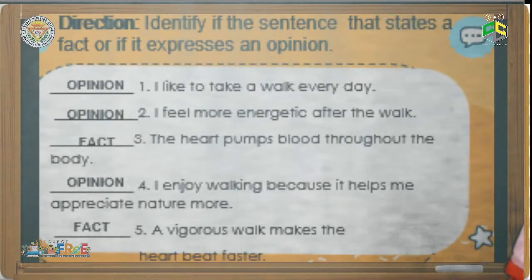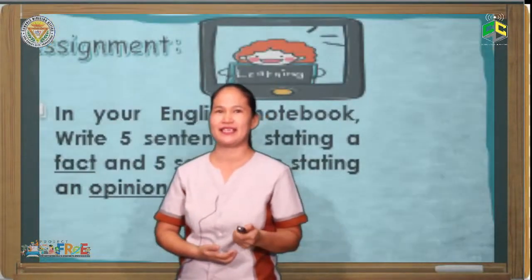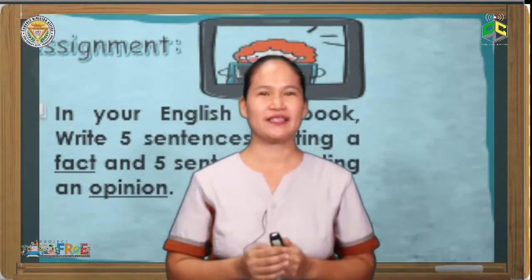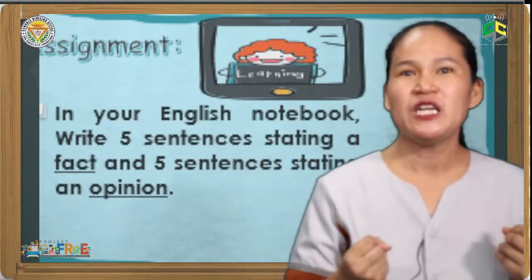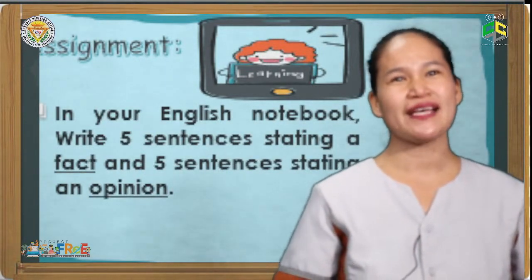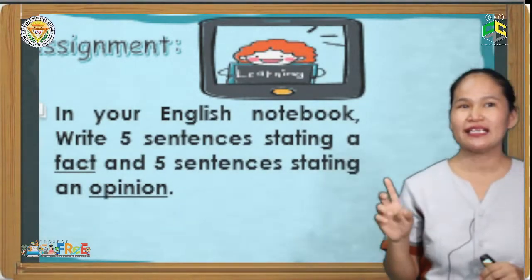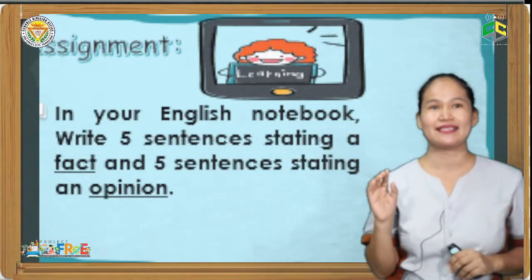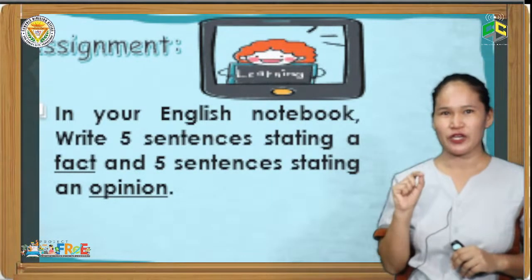Okay, I hope that you got a high score for this activity. Now, I'm going to give you an assignment, an additional task for you to really learn more. For your assignment, here's what you're going to do. In your English notebook, write 5 sentences stating a fact and 5 sentences stating an opinion.